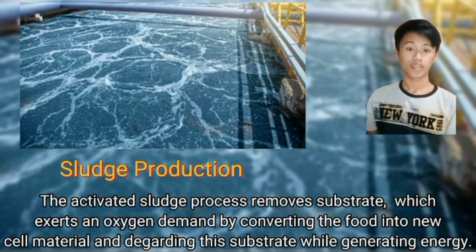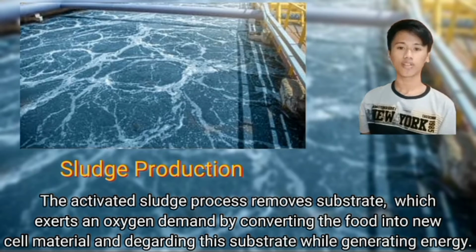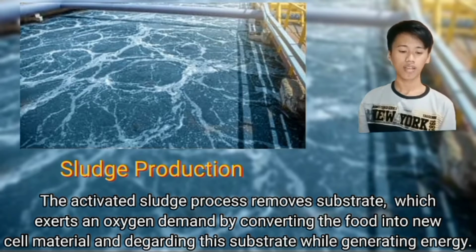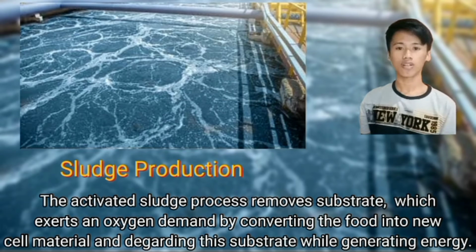Sludge production. The activated sludge process removes substrate, which exerts an oxygen demand, by converting the food into new cell material and degrading this substrate by generating energy.